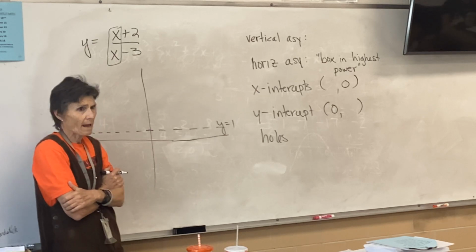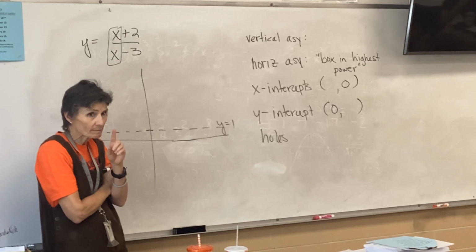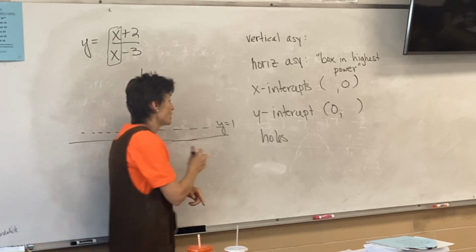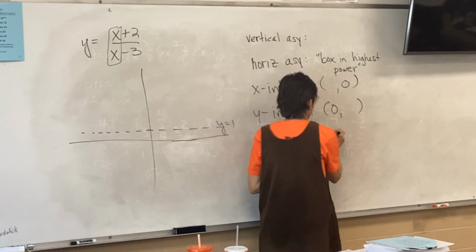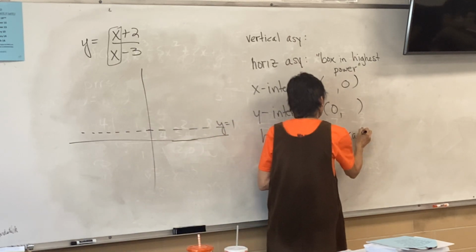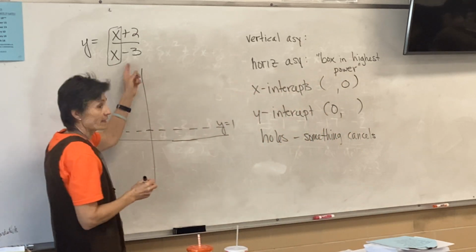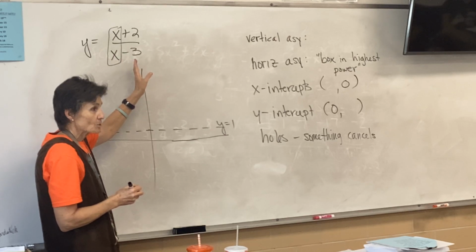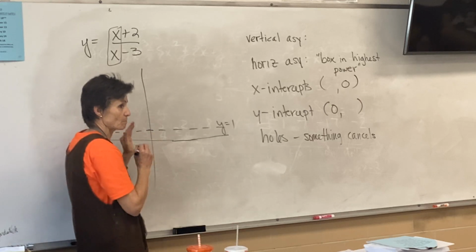When do holes happen? Not very many problems have holes. When do they happen? Radical? No. So no. When something cancels. You have to have something cancel. So when I look at the problem I'm getting ready to do here, nothing's going to cancel in this problem, right? Nothing cancels. So this one is going to have no holes. There will be no holes in this problem.